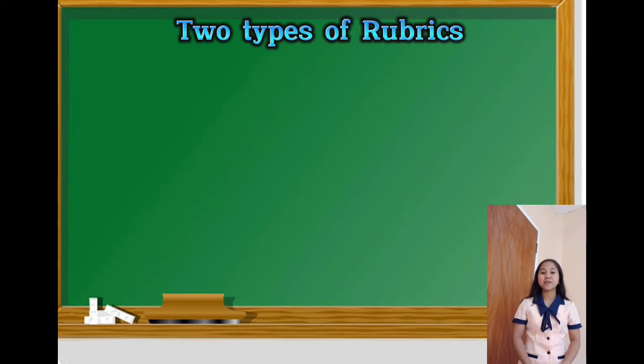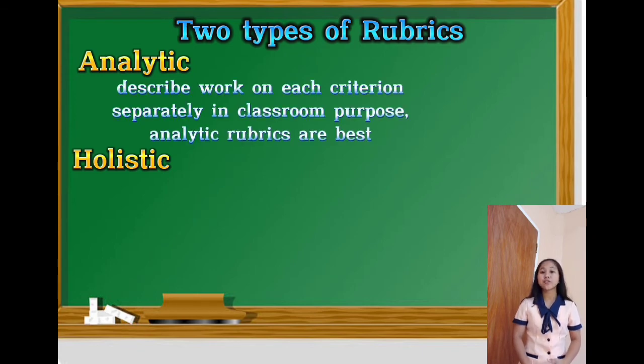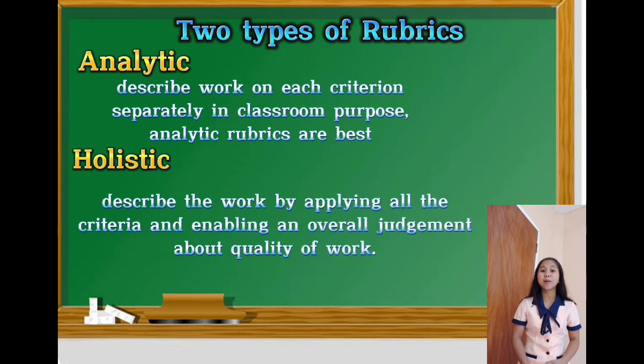Rubrics have two types, analytic and holistic rubrics. Analytic rubrics describe work on each criterion separately. For classroom purposes, analytic rubrics are best, while holistic rubrics describe the work by applying all the criteria and enabling an overall judgment about the quality of work. For classroom purposes, holistic rubrics are better than analytic when students will not see the result of their summative assessment.